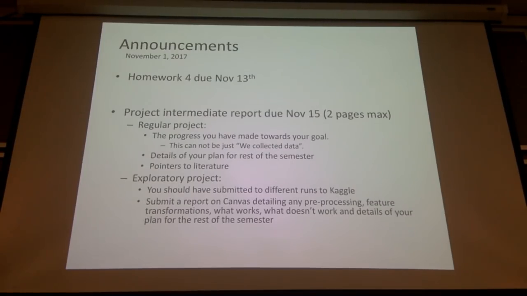There's a project related deadline. There's an intermediate status report that's due now. I understand the irony of calling it intermediate status and putting it so close to the end of the semester, but that's what it is. It's due November 15th, and depending on what kind of project you have, what you have to do differs.